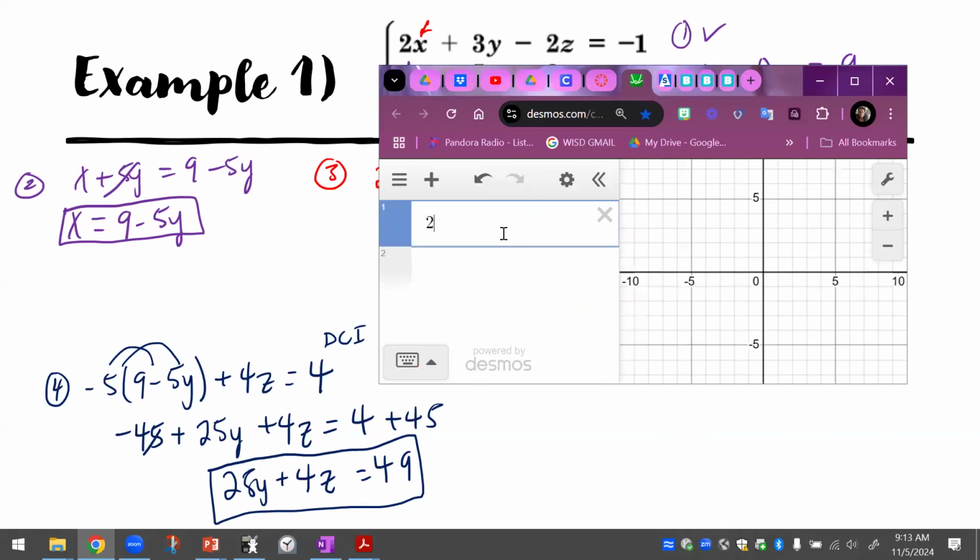So if I put in 25y plus 4z, what does it do? It's like, oh no, you want a slider? No, I don't want a slider. So if I want to be able to graph it, I have to, in my mind, know that I'm substituting x for z in order for it to graph. Does that make sense?